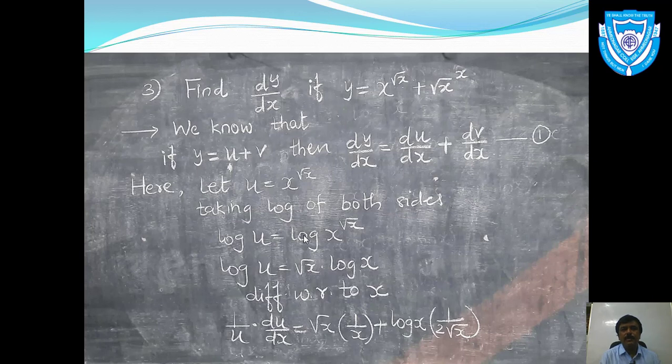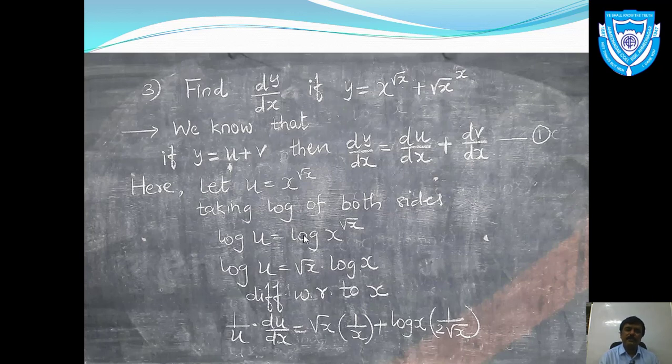So therefore we know whenever y is in the form of u plus v, then dy upon dx is du upon dx plus dv upon dx, and we'll call this formula as equation number 1. If y is equal to u plus v, then dy upon dx is equal to du by dx plus dv by dx. It means that we'll have to call the first function as u, that is u is equal to x raised to root x, and the second function, that is root x raised to x, we'll address it as v. We'll give both of them the names u and v.